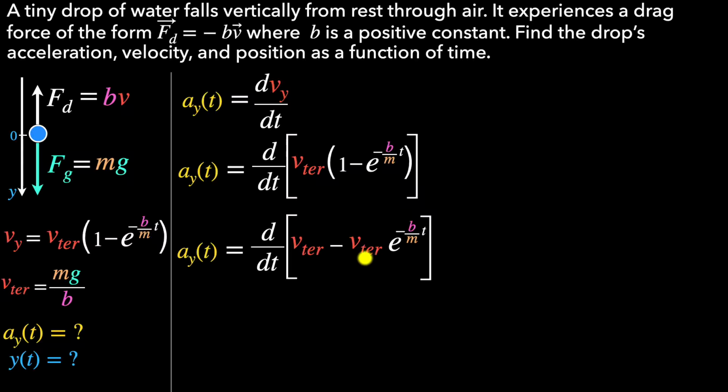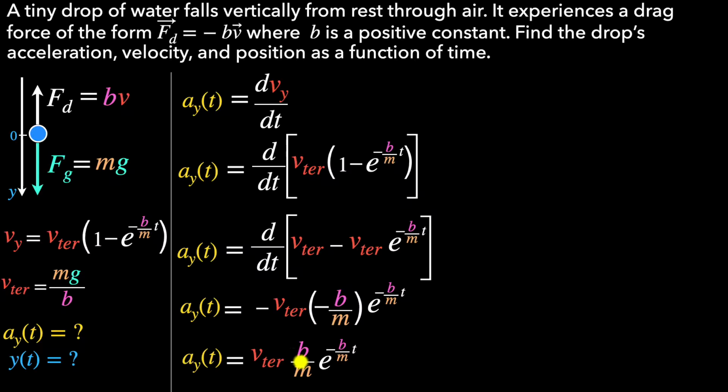And over here again, since v terminal is a constant, we can pull it out. So the acceleration function is going to be, let's pull this out first, negative v terminal times the derivative of this exponential function. What's the derivative of an exponential function? Well, derivative of e to the power some constant times t will be c, that constant, times that exponential function. So it's going to be the constant, minus b by m, times that exponential function. Okay, so the negative and the negative cancels out, so we get v terminal times b over m times the exponential function.